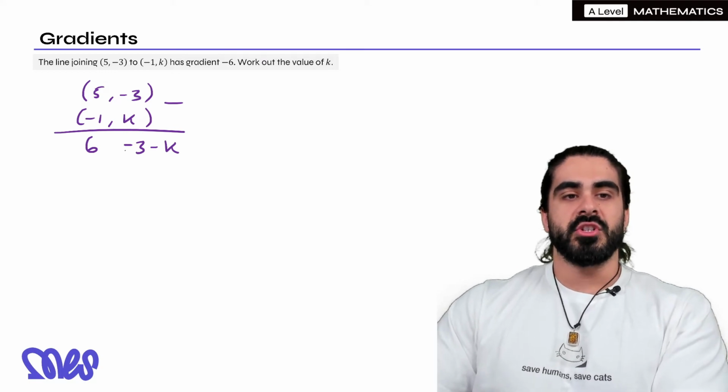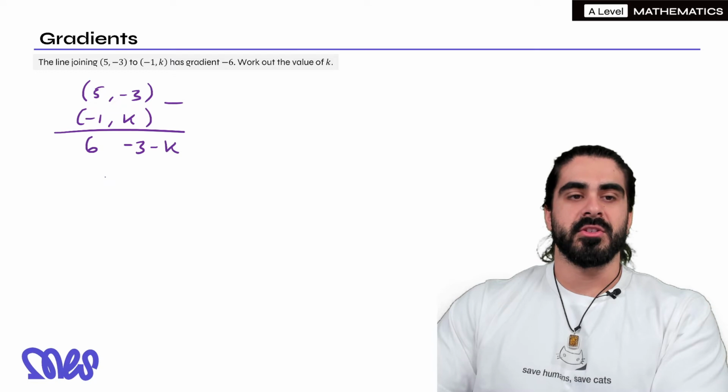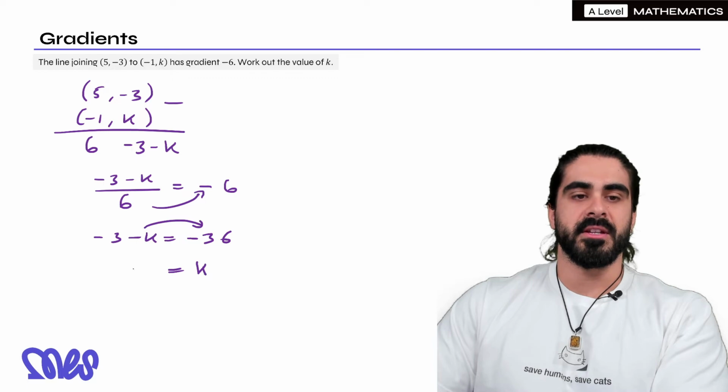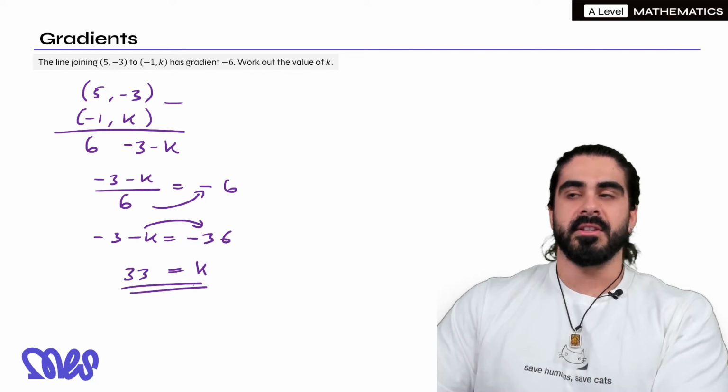Now we know the gradient is the change in y divided by the change in x. So the change in y divided by the change in x, and they've said that equals minus 6. Times through by the denominator, move the minus k over, add the 36 over, k is 33.